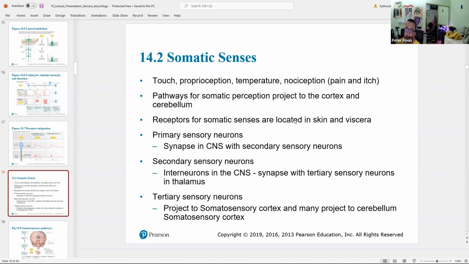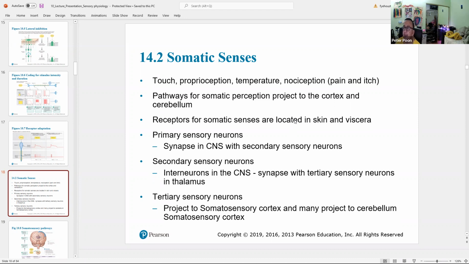Okay, the somatic senses: touch, proprioception, temperature, nociception. The pathways project to the cortex and cerebellum. The receptors are located in skin and viscera. There are three levels of neurons: primary, secondary, and tertiary.